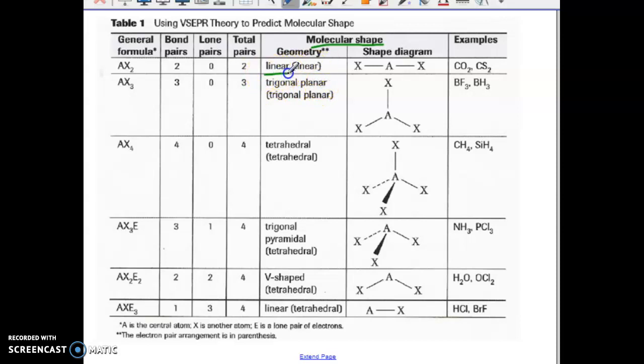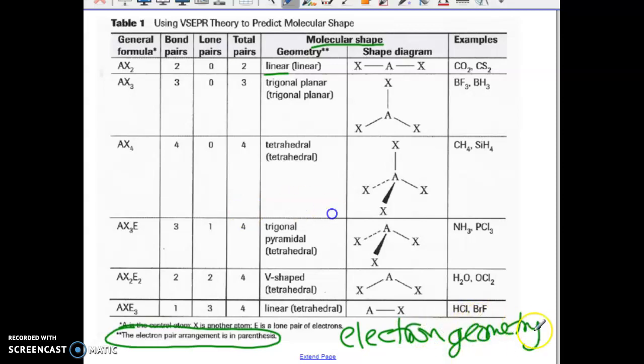Okay, so for example, linear. In brackets, okay, so in brackets is what is called the electron pair arrangement, or also known as electron geometry. Okay, so we have molecular geometry, which is the term that's written, and in brackets we have something known as the electron geometry. So when you are reporting to me the VSEPR shape of that structure, you are always giving me the molecular geometry.